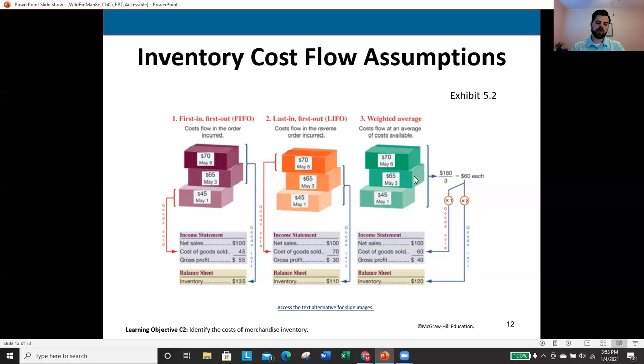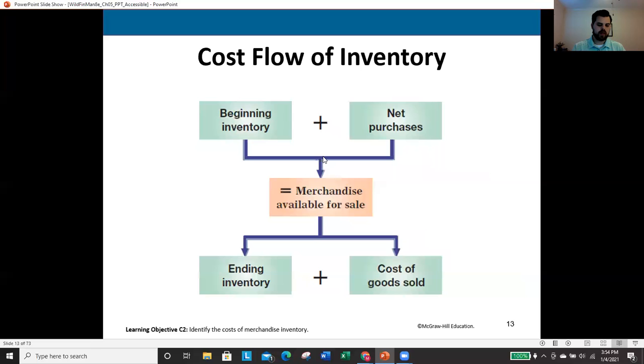So the way the math works here, under weighted average, you're simply going to take an average. 70 plus 65 is 135, plus 45 is 180. 180 over 3 is 60. 60 times 1, because you sold one item, comes down to cost of goods sold, which gives you gross profit of 40. 60 times 2 gives you an ending inventory balance of $120. So that is what we see here.